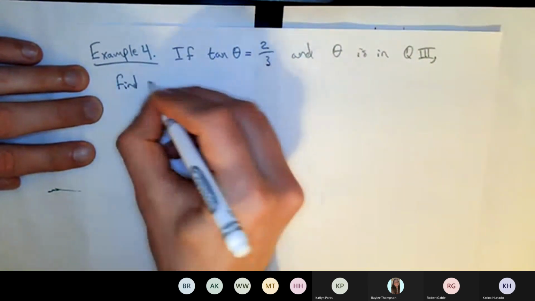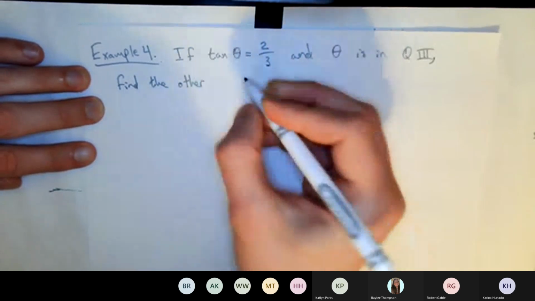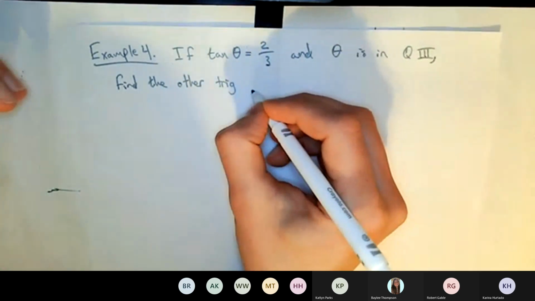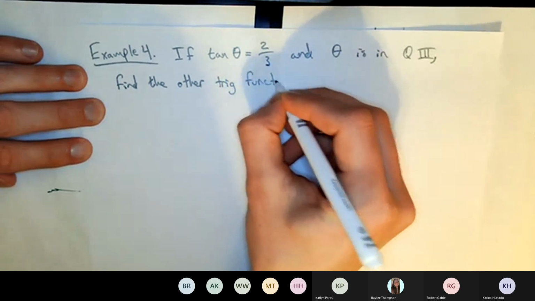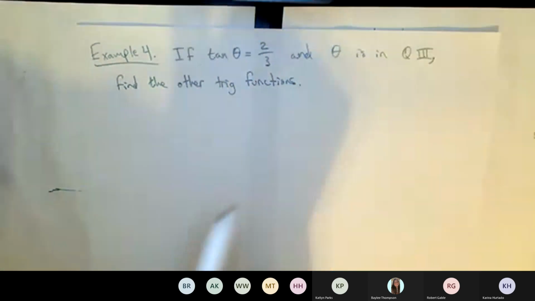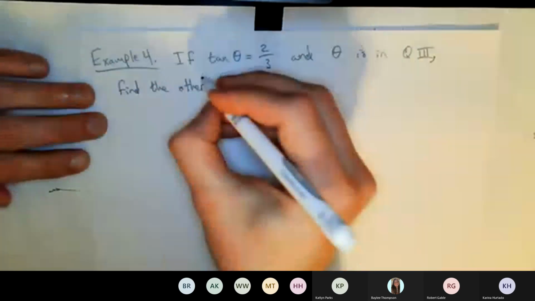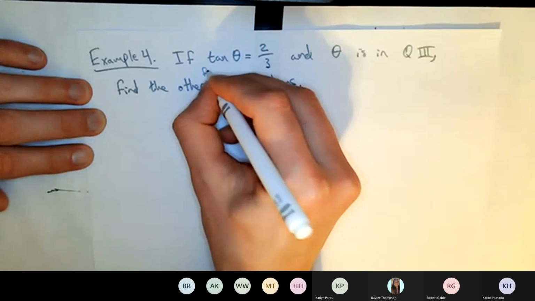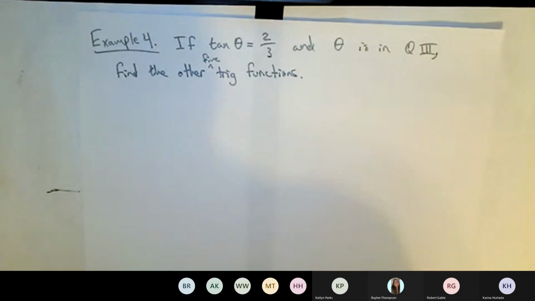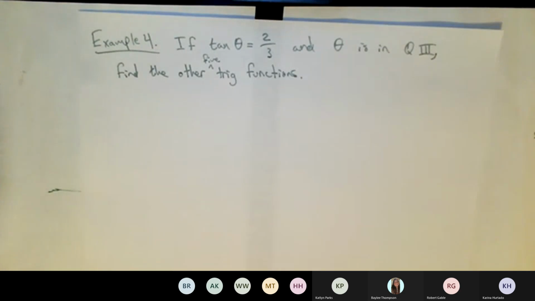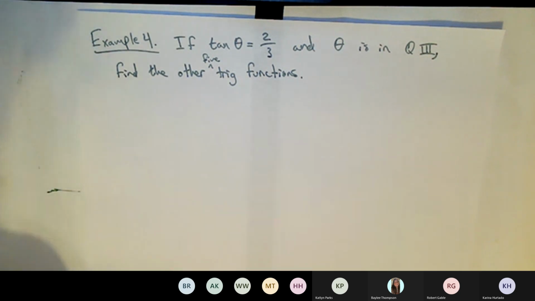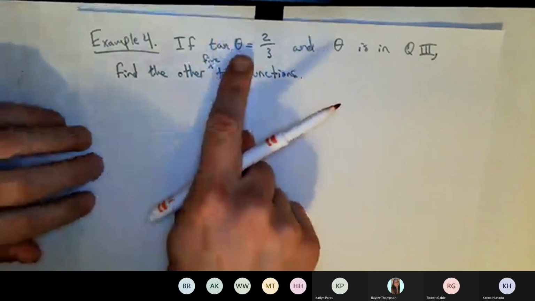And I say, find the other trig functions, the 5 other trig functions. So I'm looking for sine, cosine, already have tangent. So sine, cosine, secant, cosecant, and cotangent. So find the other 5 trig functions because there are 6 altogether. Okay, what do I have? Tangent of theta equals 2/3.